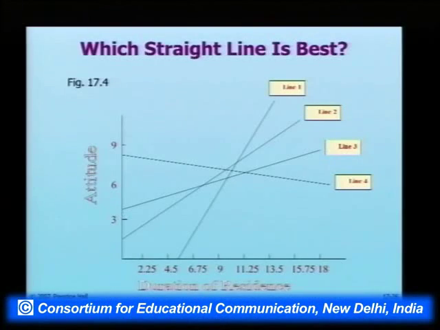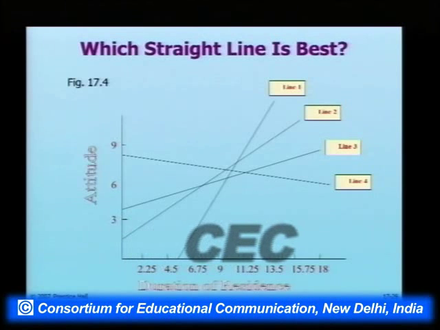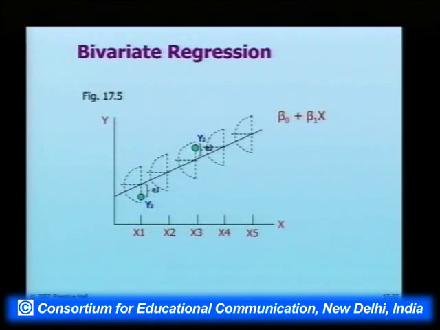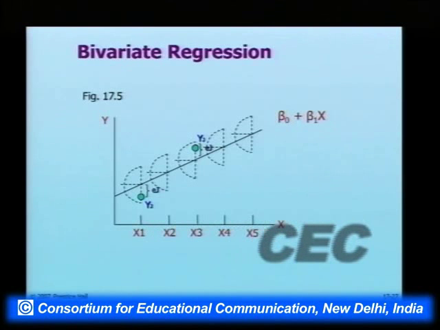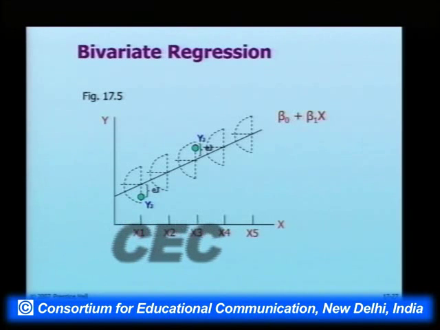Now what is the logic? We fitted one single line, but there can be many lines through those points. So which line can be considered the best line? The logic for fitting that best fit line is that the error is the distance between the line and the point. If all the points lie on the same line, then there is no error at all.